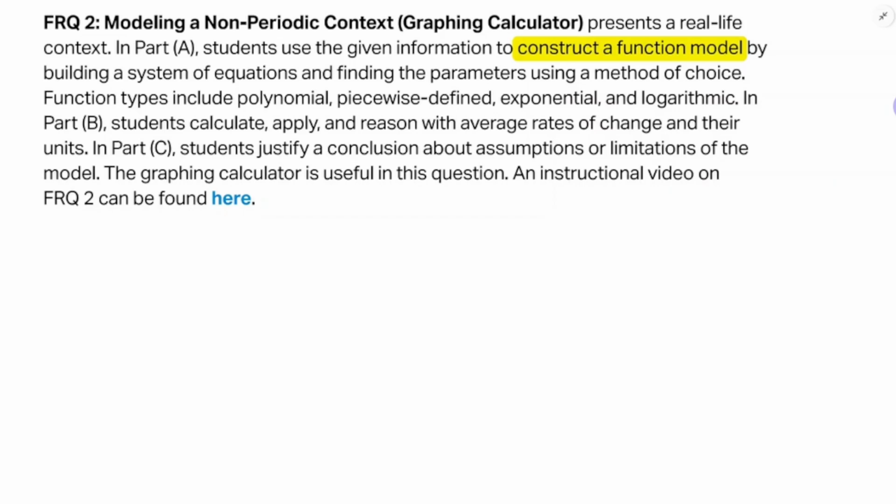Then in part B, we're going to calculate, apply, and reason with average rates of change and their units. Okay, so that's going to be a big thing, this average rate of change and then the idea of a secant line also. And then in part C, we're going to justify a conclusion about assumptions or limitations of the model. And that's always going to be the trickier part, but on that one, we're just going to do the best we can, answer it with what we've got, and that will be enough.